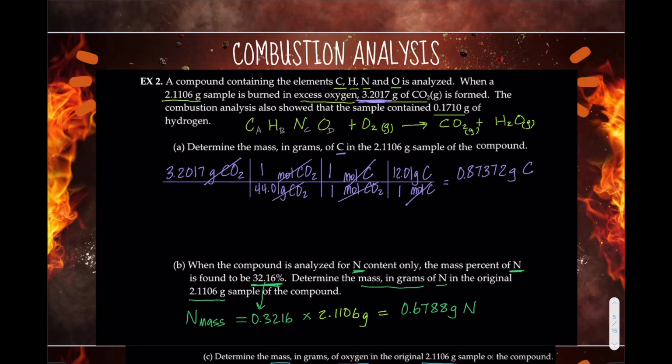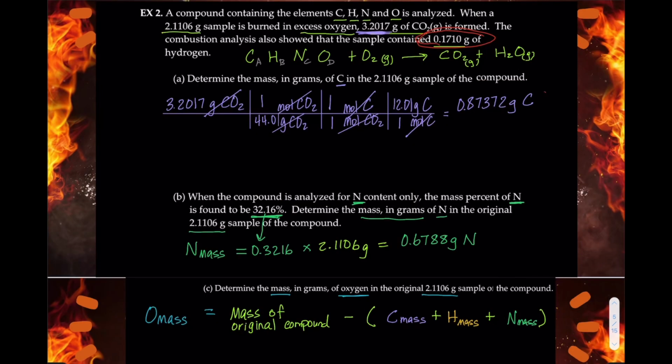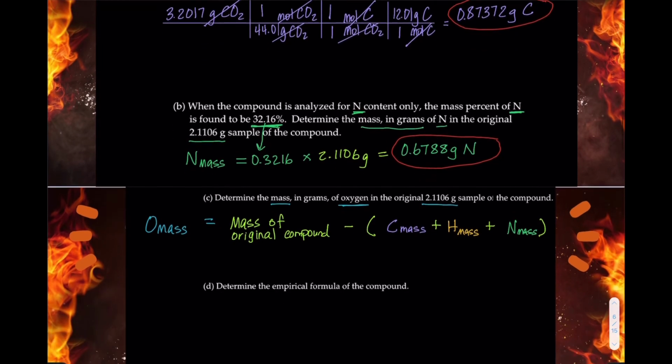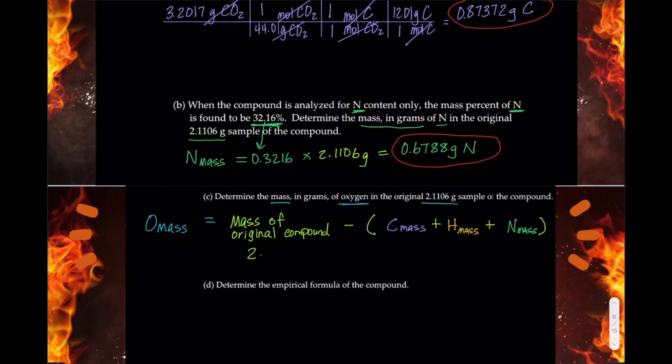Since we have the mass of hydrogen given to us here, and the mass of carbon that we solved for, and the mass of nitrogen that we just solved for, we should be able to add those numbers up and subtract them from the mass of the original compound to obtain the mass of oxygen.